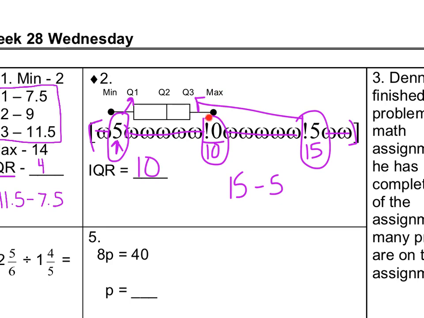And this box plot, again, will be in another video that talks about interquartile range, MAD, and box plots. I mentioned that on Monday, I believe.